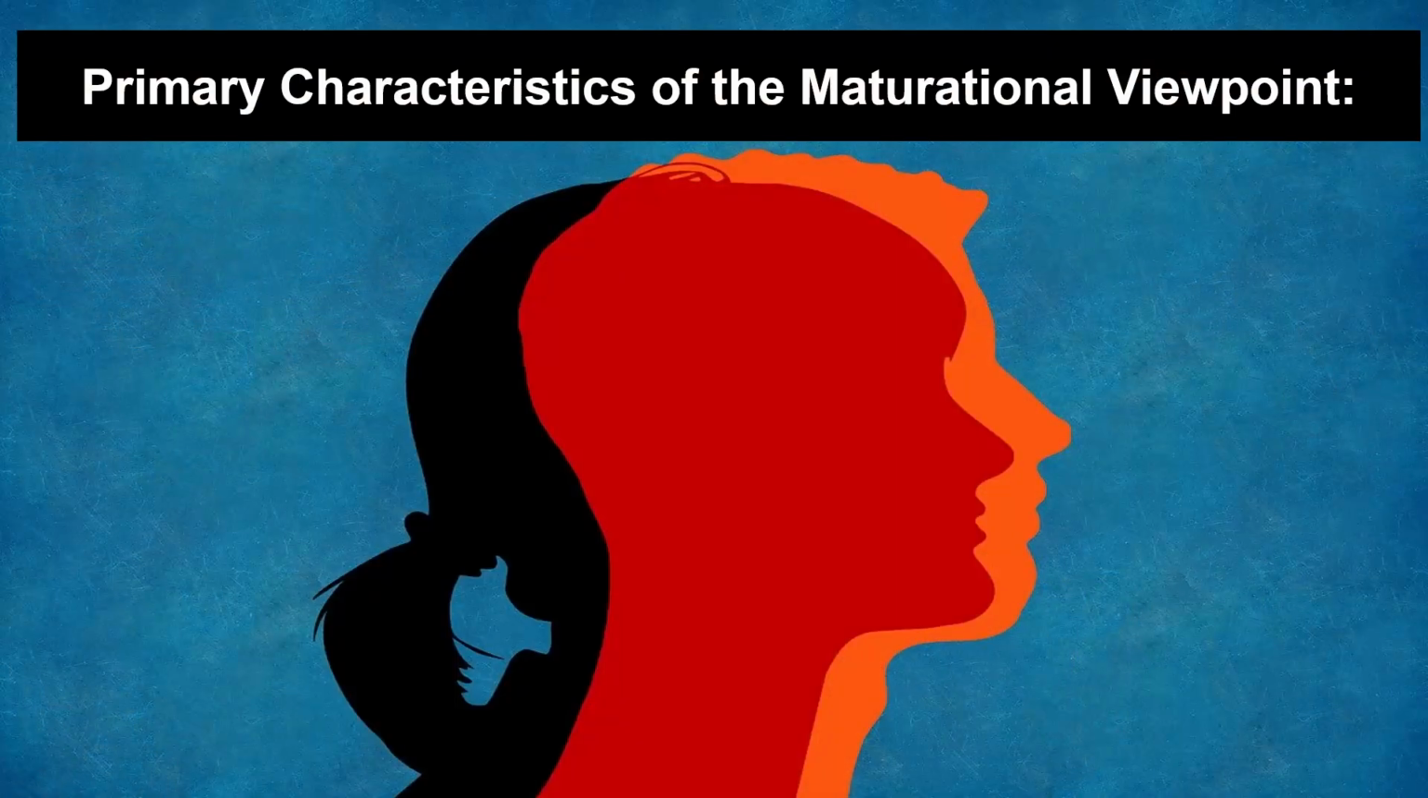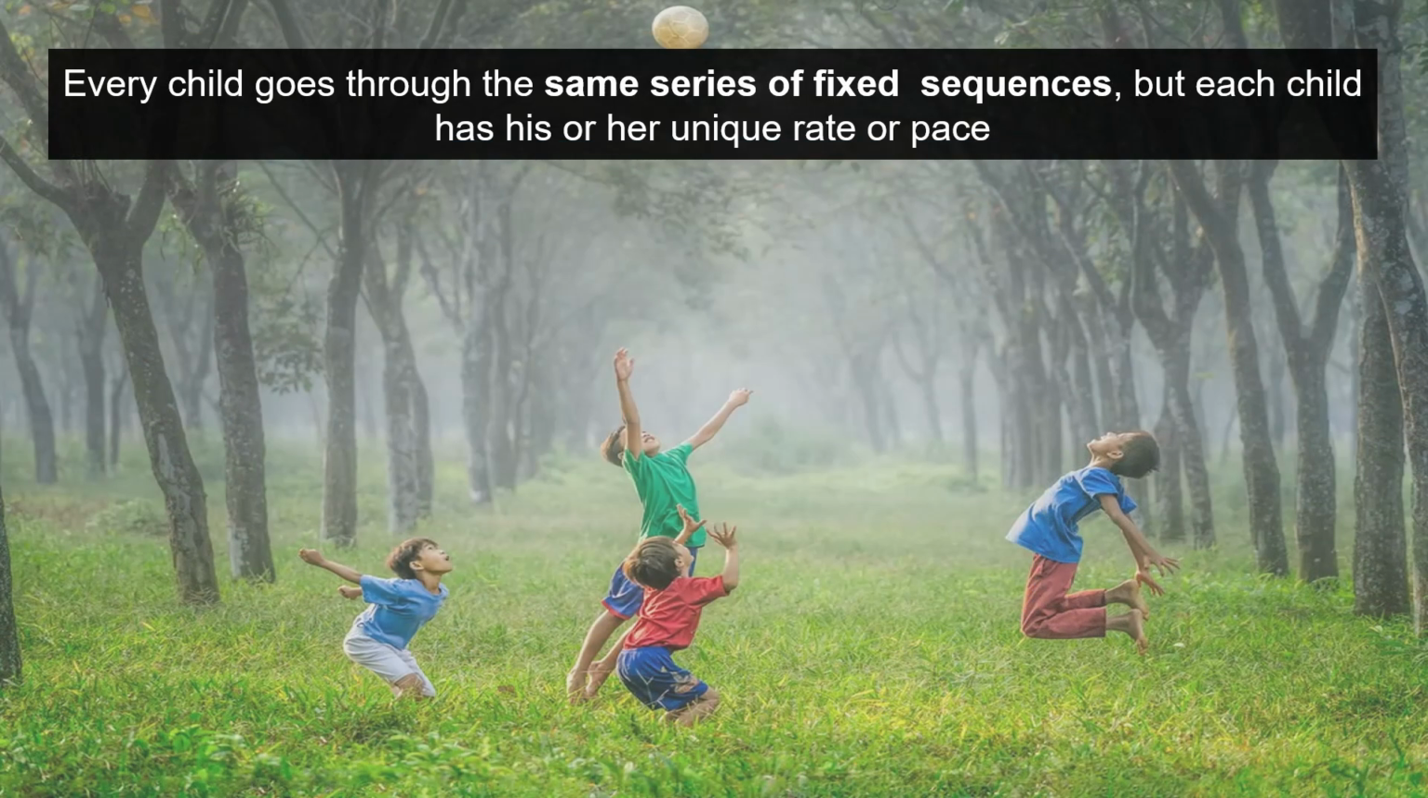Now, some more primary characteristics I would like to discuss in this session. First of all, as I mentioned, there is a biological design. This biological design means that development is predetermined, fixed, predictable and sequential, and takes place in stages. So I can derive that all children go through the same series of fixed sequences, but each child has his or her unique rate or pace. We have seen in class also that children learn at their own pace. Some are slow learners, some are fast learners. So stages are fixed, stages are predictable, but each child learns at his or her own pace.